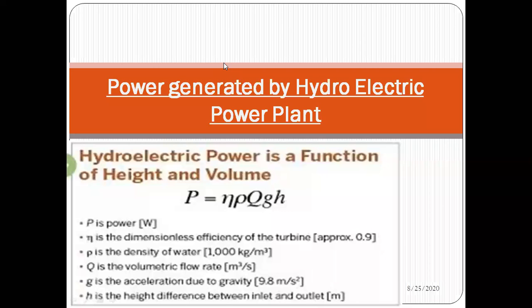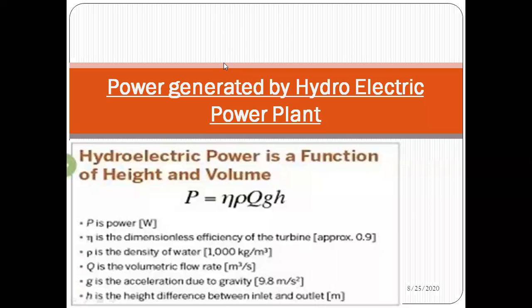And you know, in any hydroelectric power station, the water is flowing from a high height to a low height. That means when the water is flowing from high potential to low potential, the acceleration due to gravity, having a value of 9.81 meter per second square, is also introduced in calculating the power of any hydroelectric power station. Lastly, we have H, that is the height difference between the inlet and the outlet.